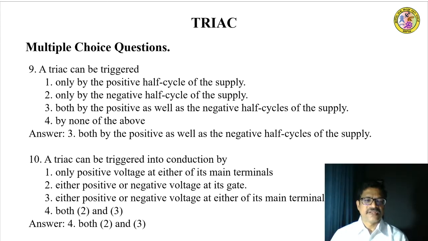Question number 10. A triac can be triggered into conduction by 1. Only positive voltage at either of its main terminals, 2. Either positive or negative voltage at its gate, 3. Either positive or negative voltage at either of its main terminals, 4. Both 2 and 3. The answer is 4, both 2 and 3.